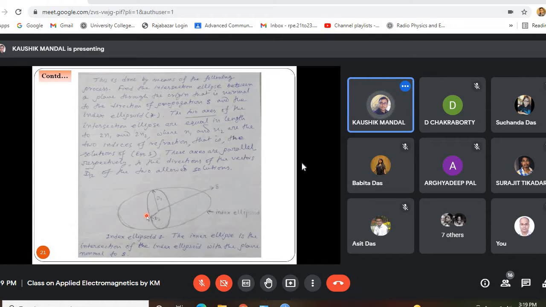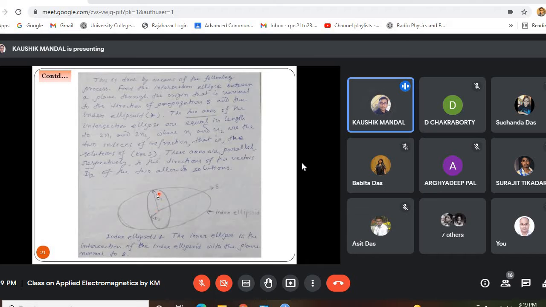So to find out these parameters, you have to draw an intersection ellipse. That intersection ellipse must pass through the center of the index ellipsoid. That means the center of the index ellipsoid and the center of this intersection ellipse must be the same, concentric.